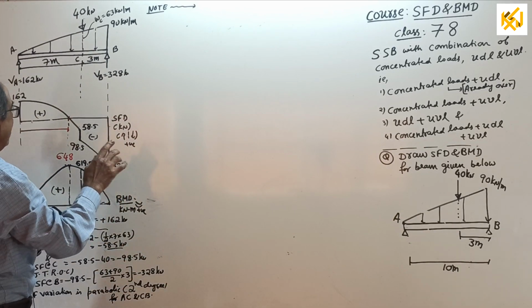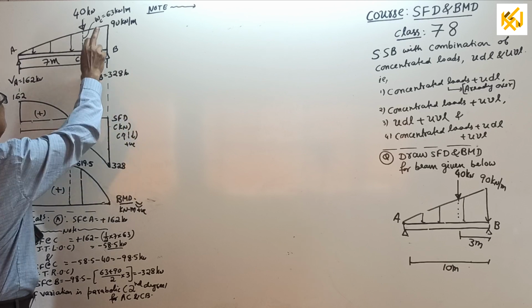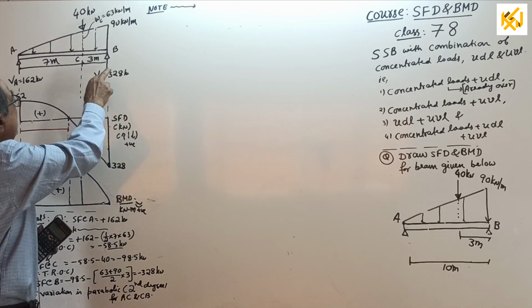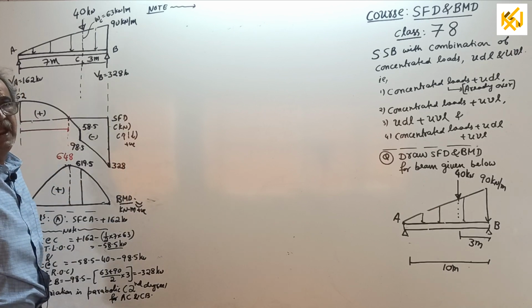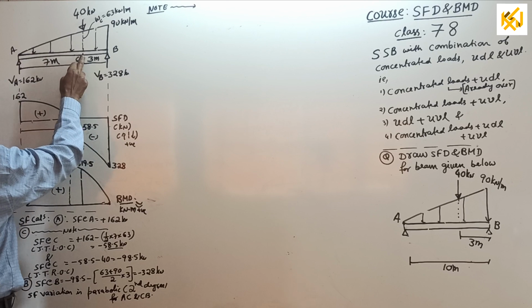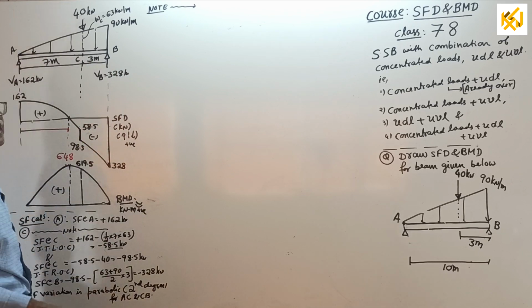Again, gradually come down. That is not gradually, sorry. Parabolically come down by how much? 63 plus 90 divided by 2 into 3. That is the total load. It will come 328. Now, as you remember, AC, C is a standard point. For AC and CB, parabolic variation of second degree.